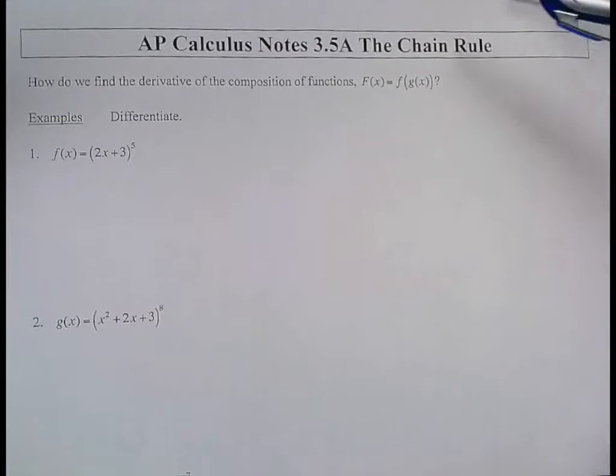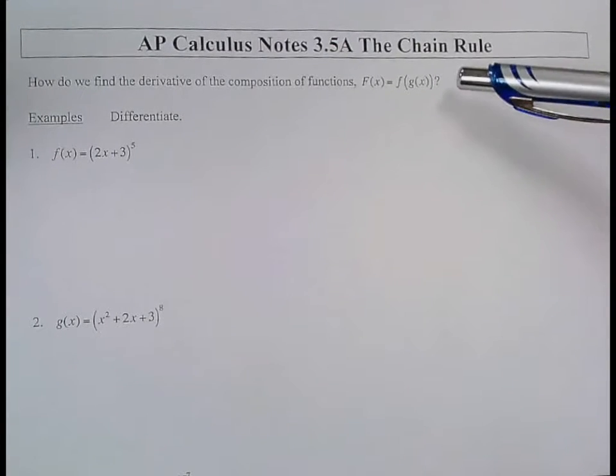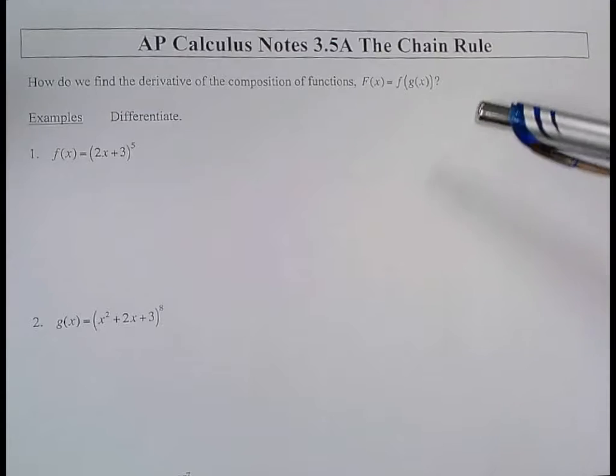Today, the chain rule is used for finding the derivative of the composition of functions. So if you have a function in the form f of g of x, the chain rule is the rule that you use to find the derivative. Similar to product and quotient rules, I'd say one of the toughest things about chain rule is just being able to recognize when you need it.